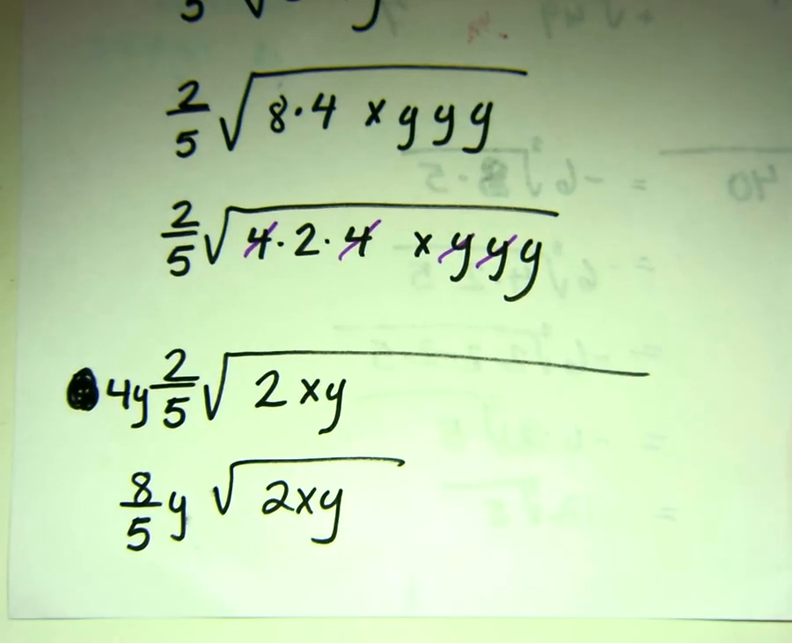Trying to eliminate the fraction if possible. And you can't because 5 is a prime number. So now we got 4 times 2, it gives you 8. Bring over the 5, bring over the y, and everything that was left under the radical, we brought it down. So your final answer is 8/5 y times the square root of 2xy.